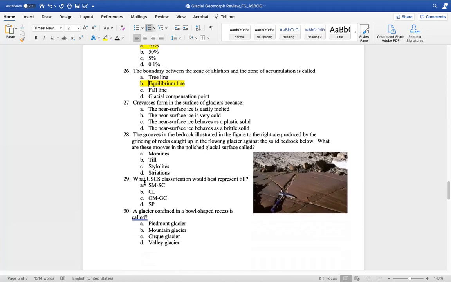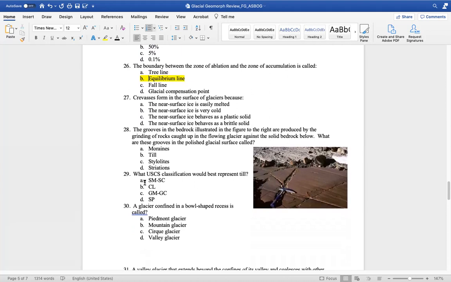Crevasses form in the surface of glaciers because near surface ice is easily melted, very cold, behaves as a plastic solid or as a brittle solid. So A and B, whatever. Yes, maybe it is very cold, and maybe it does easily melt. Who knows? But really, what we should be considering here is, why are these crevasses forming?